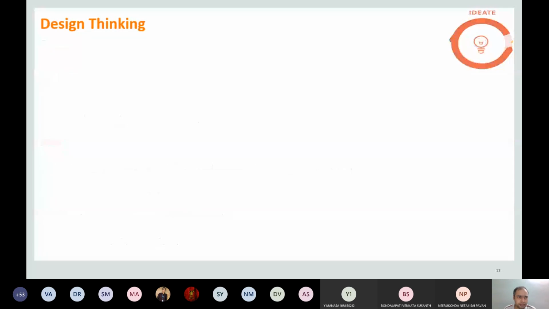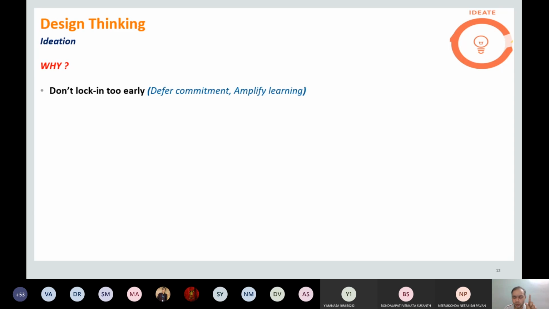So the next phase is going to be ideate. How am I going to ideate? Don't lock in too early. This is the mistake all entrepreneurs make. They just go to the market, say okay, this is your problem, I will try to solve it. Don't lock it too early. Defer commitment, amplify learning. You learn the problem more, and you differ. If he is saying something, you differ from that idea and think from a third perspective. It's not your idea or his idea. You should be thinking from the outside. If two people are discussing, that will be very good.